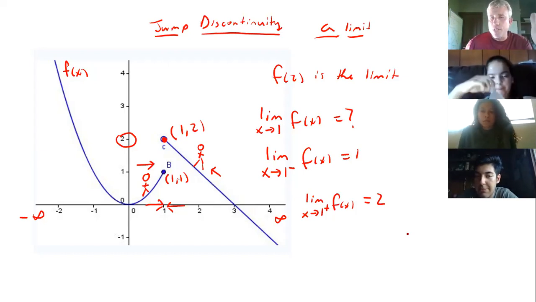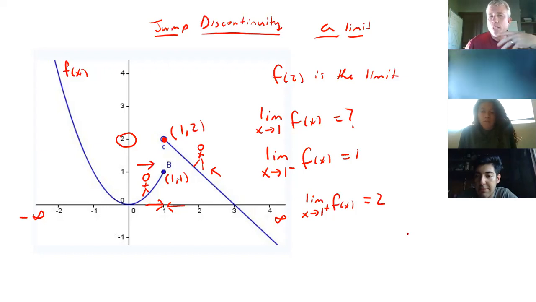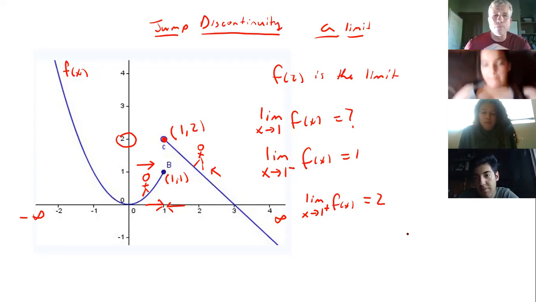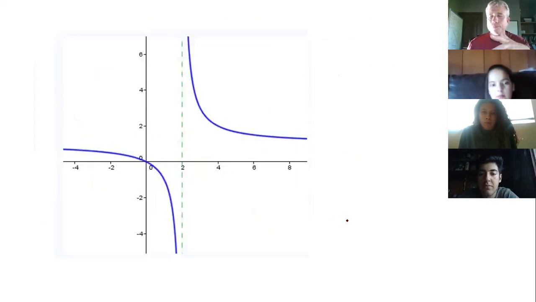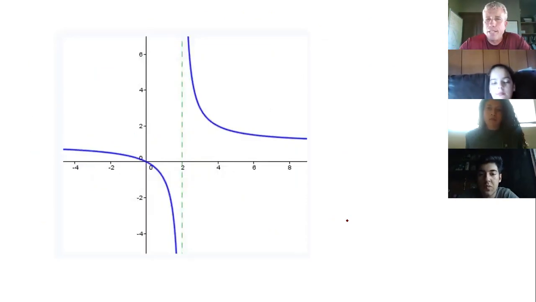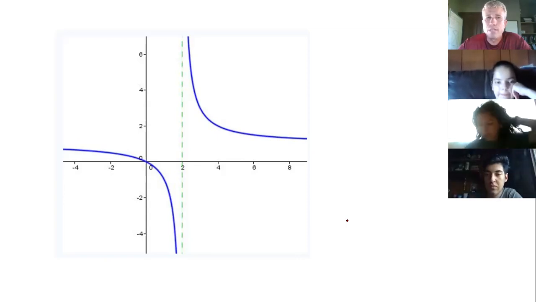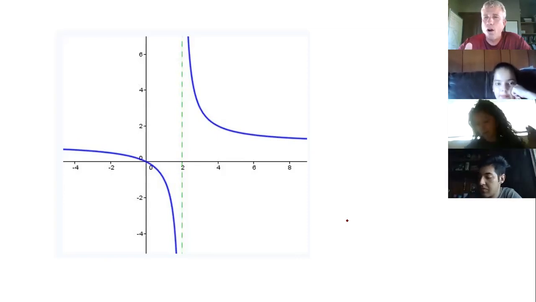So a jump discontinuity is a place where the limit might not exist. The limit doesn't exist because the function is trying to give you 2 different outputs at the same input. The other place that limits won't exist is at discontinuities involving vertical asymptotes.